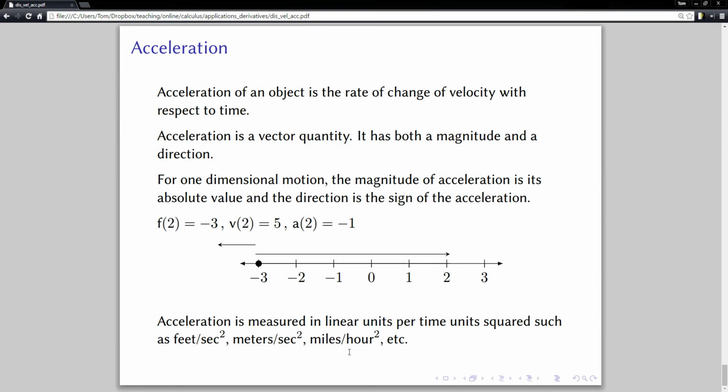All right, so that's it as far as the background ideas for velocity and acceleration. And next up, what we were going to do is figure out how to come up with the velocity and acceleration functions and how that's related to the derivative.